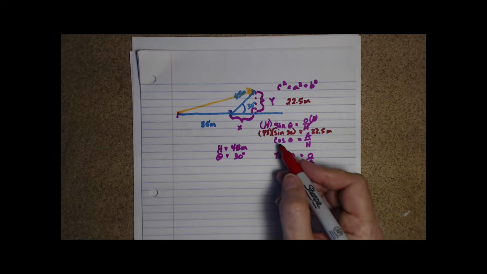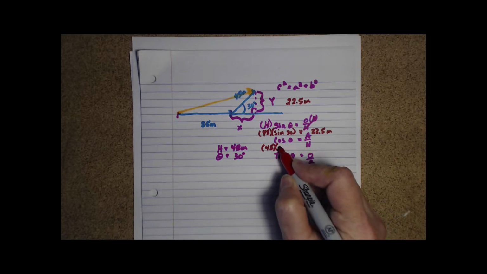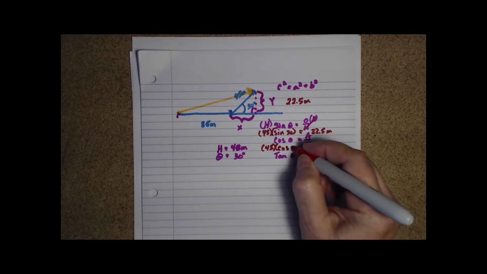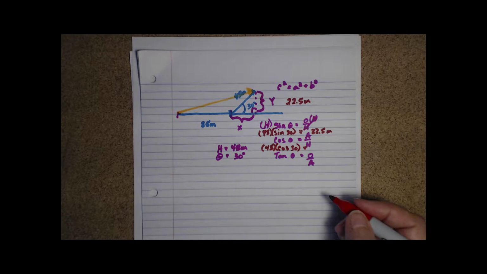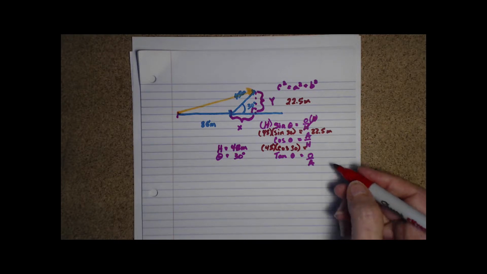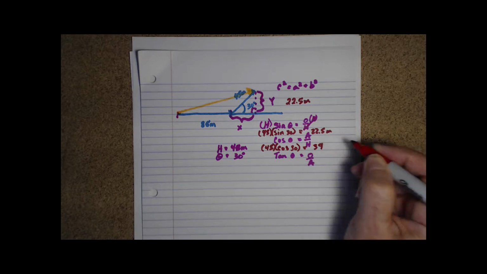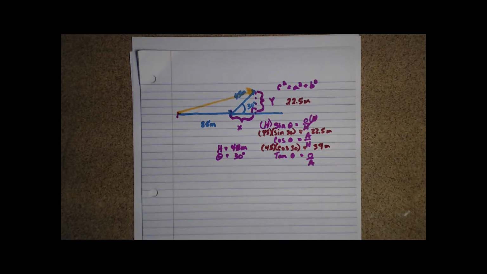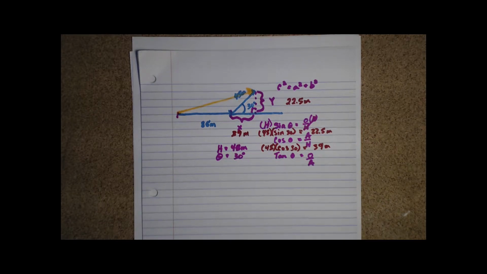I can rearrange my cosine component in exactly the same way. And so I'm going to end up this time with 45, my hypotenuse, times the cosine of 30. And when I enter all of that into the calculator, I'm going to end up with an answer that rounds to 39 meters. So my x value here is 39 meters.